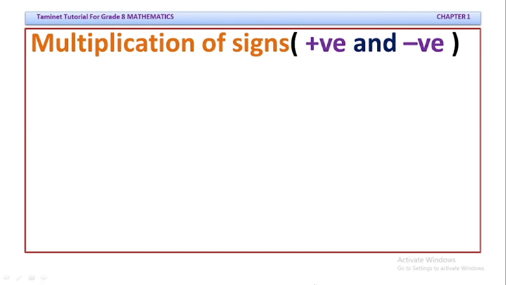Multiplication of signs, negative and positive. So how to use the sign product during multiplication, because numbers have a positive sign and also a negative sign.